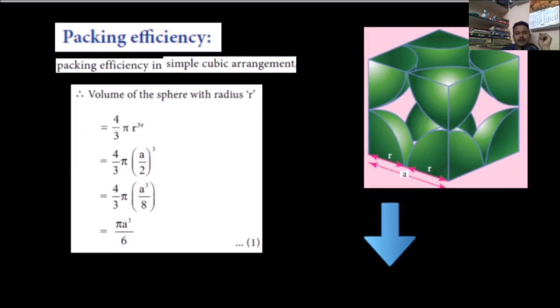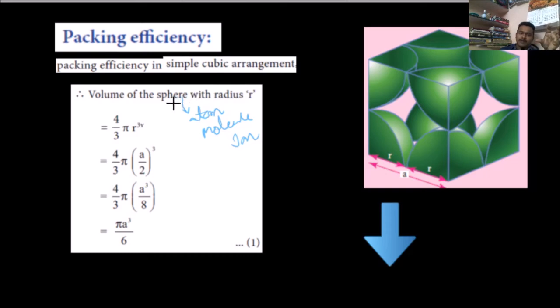arrangement. In any arrangement, the sphere's volume is the same. So first of all, the volume of the sphere with radius r. Here the sphere may be an atom. As we know, the sphere may be an atom or anything, a molecule or an ion, all of them we are going to consider as spherical in shape.